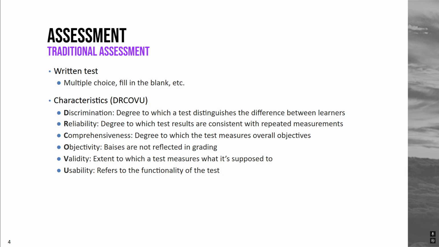Discrimination is the degree to which the test distinguishes the difference between learners. Next is reliable: the test results are consistent with repeated takes. Comprehensive is the degree to which the test measures the overall objectives. It should be objective, so there's no bias, no instructor subjectivity allowed to affect the score. It should be valid, the extent to which the test measures what it's supposed to. And then usability, the functionality of the test. Are the fonts and graphics readable, or do they hinder the student's ability to take the test?